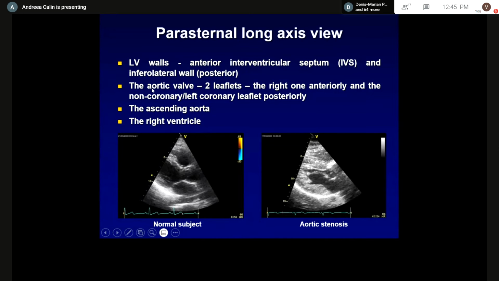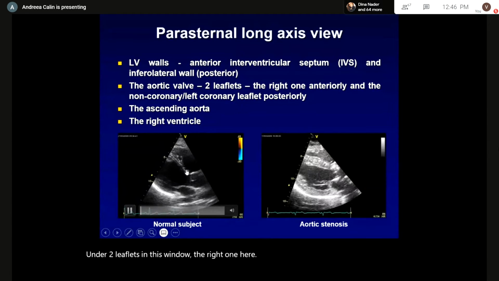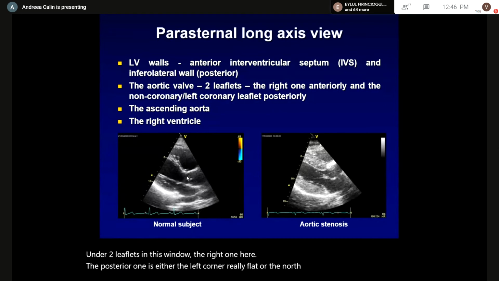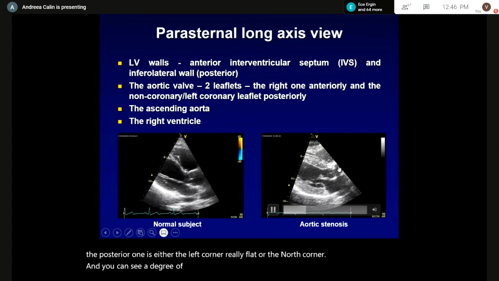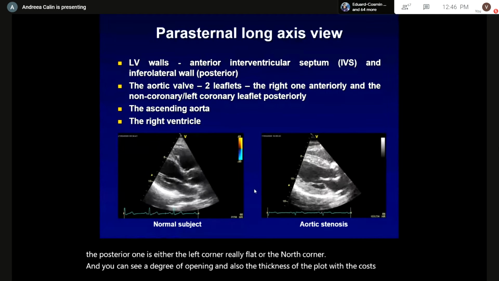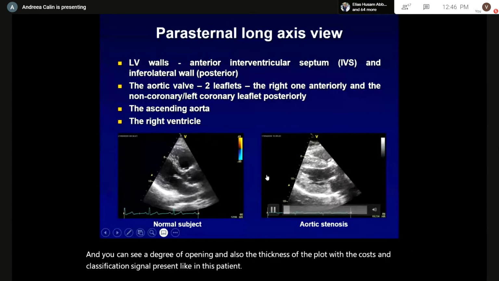And you can also see the aortic valve. There are the two leaflets in this window, the right one here next to the right ventricle, and the posterior one is either the left coronary leaflet or the non-coronary leaflet. And you can see the degree of opening and also the thickness of the cusps and calcifications if they are present, like in this patient with aortic stenosis that had a calcified aortic valve.